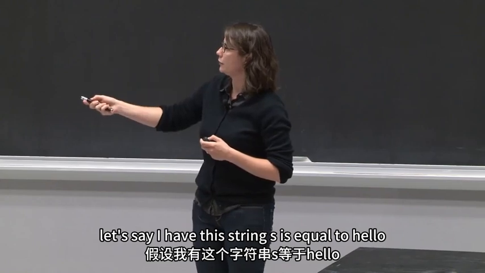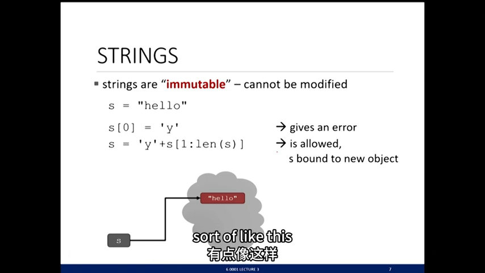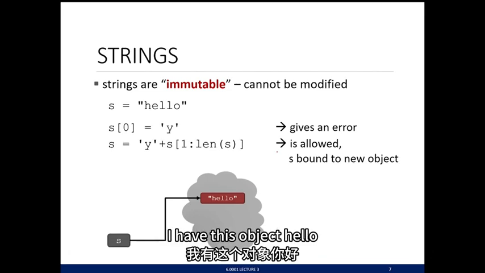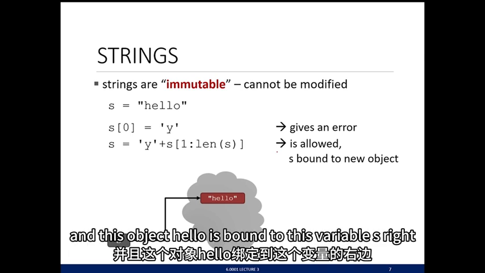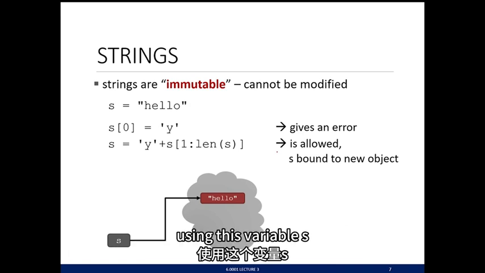Okay? This might not mean anything right now, but let me just draw a little something. Let's say I have this string s is equal to hello. Remember in the first lecture we drew a diagram sort of like this. This is my memory. I have this object hello, and this object hello is bound to this variable s, right? So now I can access the object hello using this variable s.